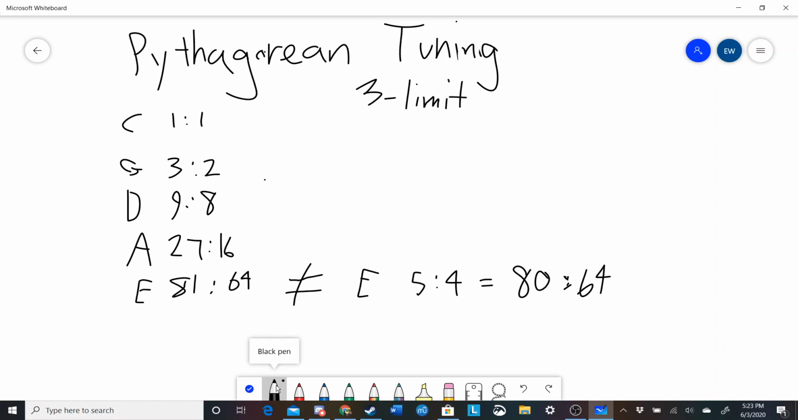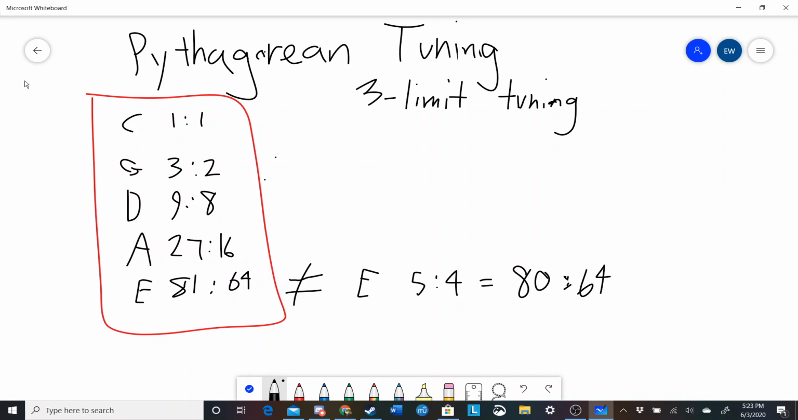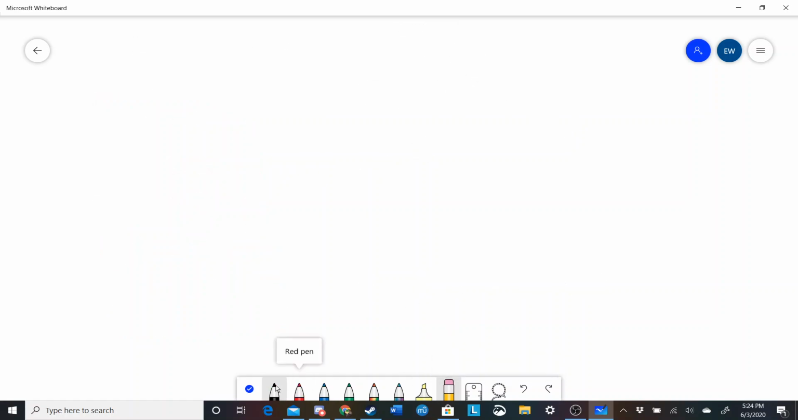And the reason we call this three-limit tuning is because all of our intervals are only using factors of 3 and 2, right? So all of these numbers here on the left side are only using 3 and 2. No other primes. There are no 5s, no 7s, no 11s, because we're only stacking fifths. Now, in the modern day, we want to have things like 5 to 4 for our major third, so we don't use three-limit tuning. In just intonation, we would typically have what's called 5-limit tuning.